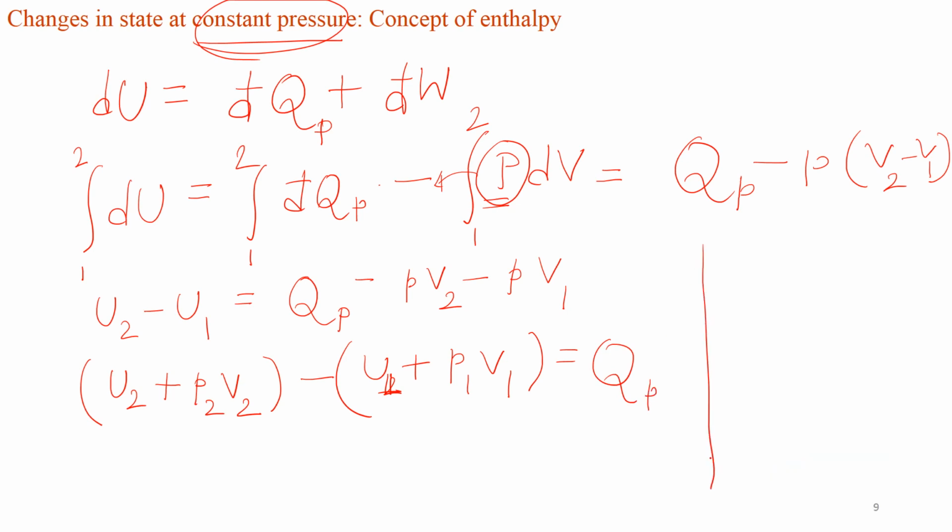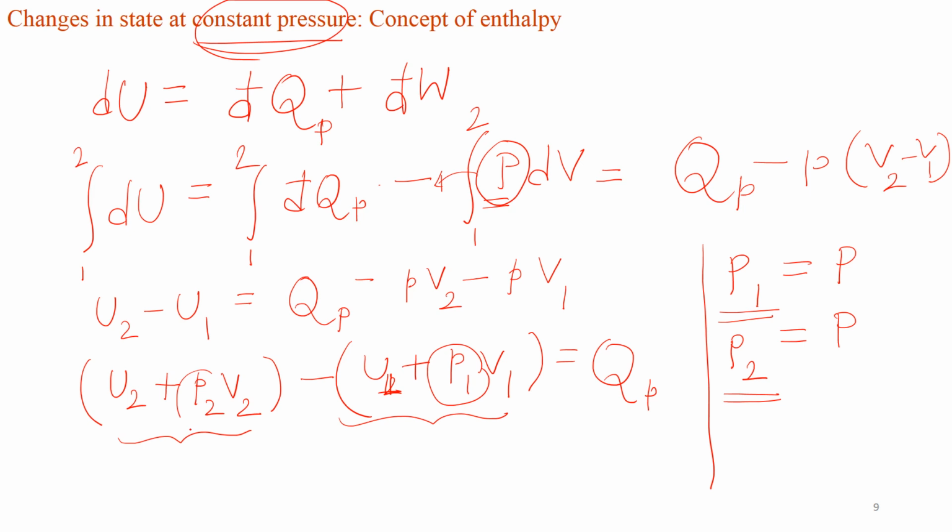Now, in this case P1 is the initial pressure, P2 is the final pressure. However, P1 is nothing but equal to P because the pressure was constant. P2 is also nothing but equal to P because the pressure is constant. Just to keep the equations similar looking, I am using P2 and P1 instead of P, but the magnitudes of P2 and P1 are equal to P.